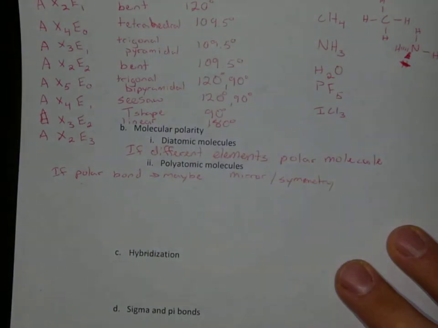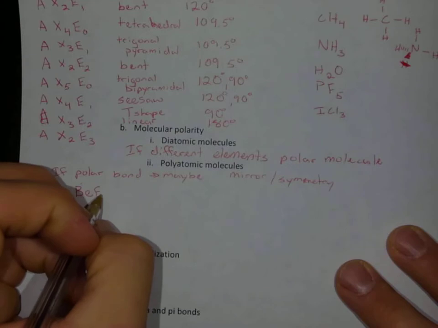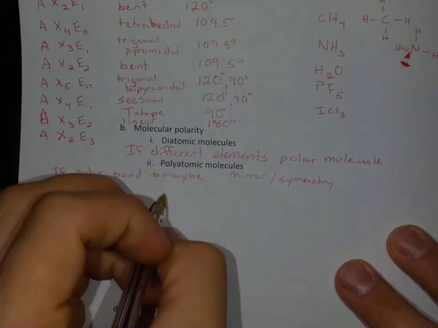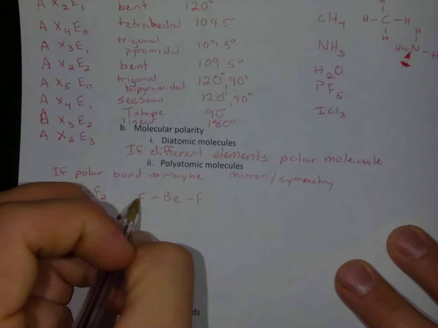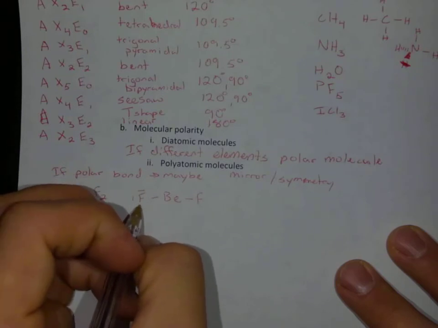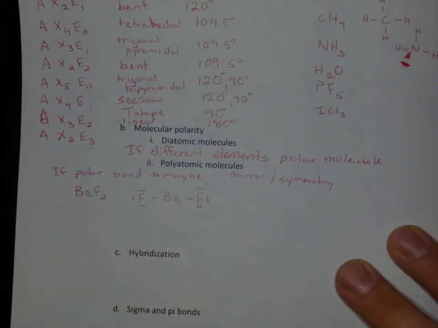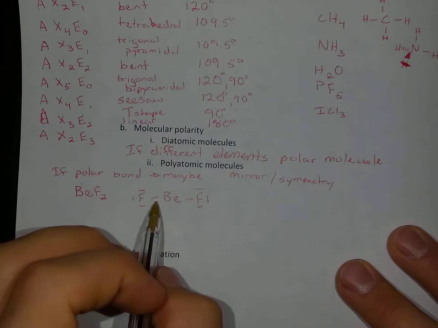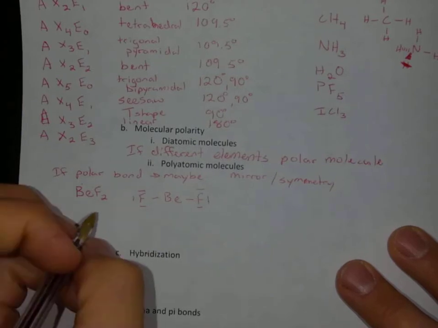Okay, so an example, right, BeF2, we see that beryllium has fluorines on either side, it's totally linear, which means that it's going to be symmetric. So this is a polar bond, but it is not a polar molecule, okay?